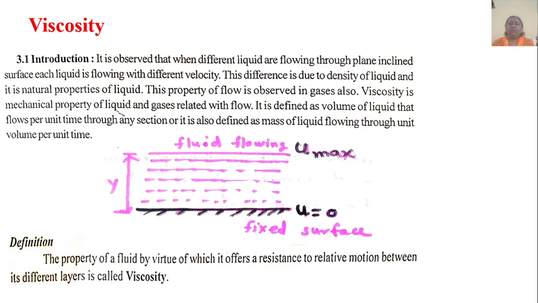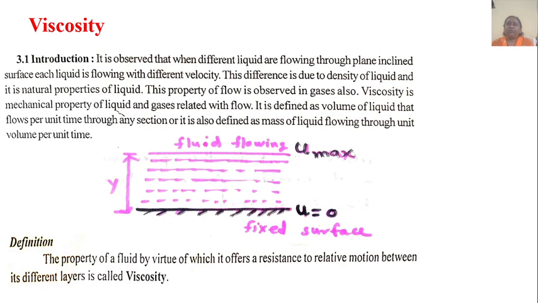Now, see in the figure, we have a fixed surface over which a fluid is flowing, and the thickness of the fluid layer is denoted by Y. The layer which is in contact with the fixed surface has zero velocity, that is denoted by U equal to 0 in the figure. Here the layer is in contact with the fixed surface, so the fluid has velocity U equal to 0.